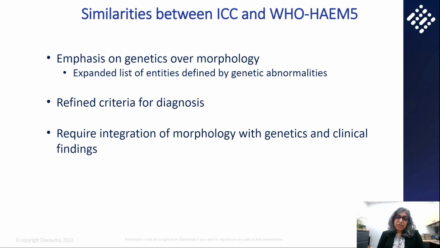And as I mentioned, the two classifications are largely similar, with just the broad similarities. Both emphasize genetics over morphology, although they do include morphology, but now there is a much greater emphasis on genetics. Both classifications have expanded the list of entities that are defined by genetic abnormalities. Both have refined the criteria for diagnosis, even though most of the entities are similar to what we had in the WHO 2016 classification, but now both have more refined diagnostic criteria. And both require integration of morphology with genetics and clinical findings.